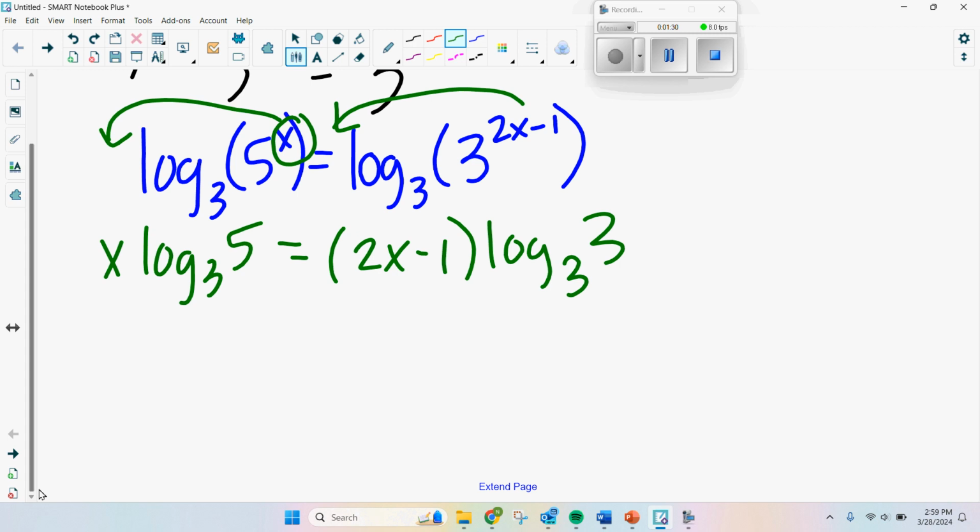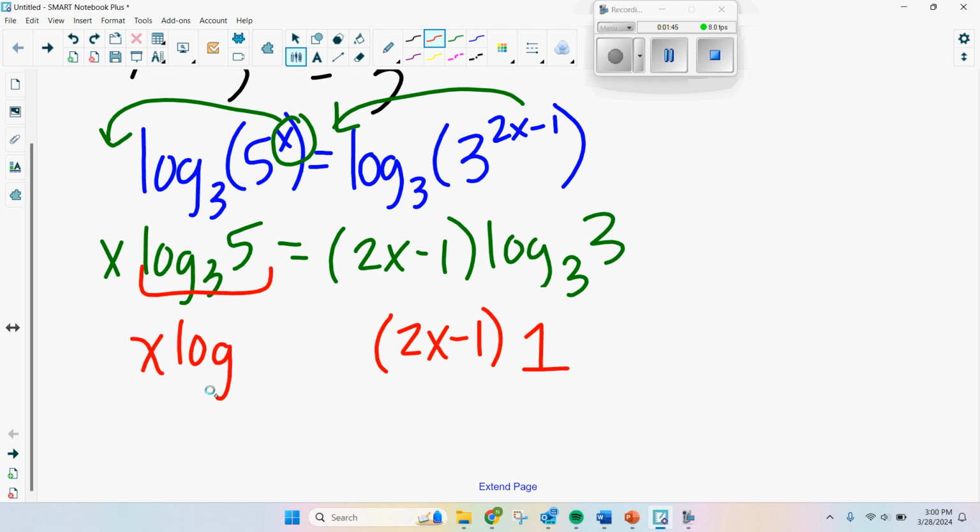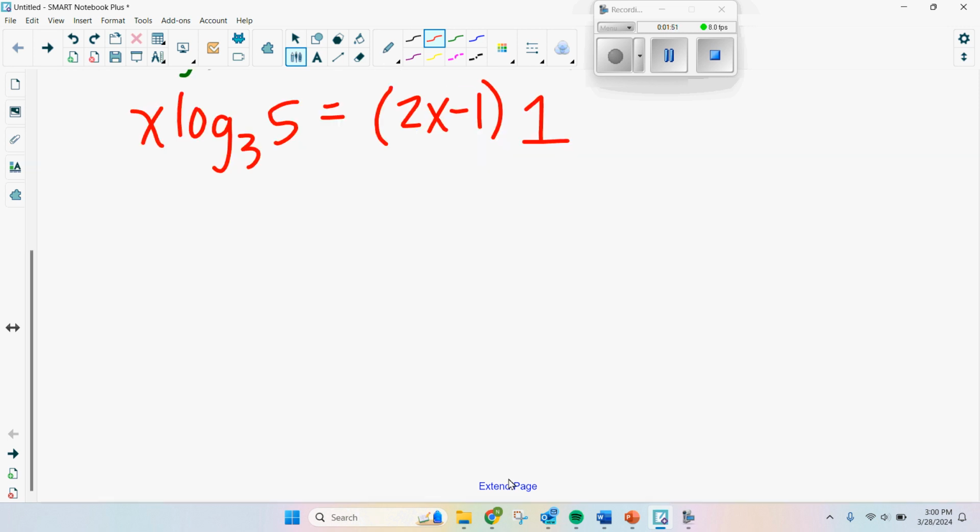And then log base 3 of 3, I can actually evaluate pretty easily. That's 1, because 3 to the 1 is 3. And I cannot really evaluate log base 3 of 5 and get a whole number, so I'm going to leave it as it is. But knowing that this actually is a number. Obviously 1 times 2x minus 1 is still 2x minus 1.